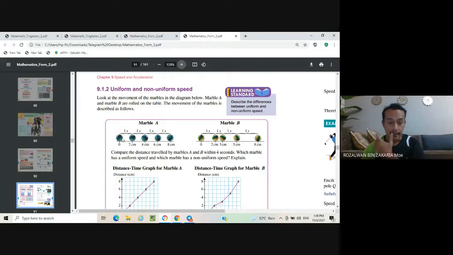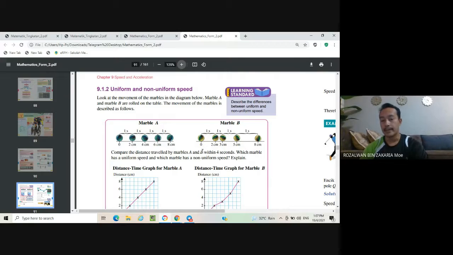But as you can see there, the movement for each second is a uniform distance, because it starts at 0, then 2, then 4. That means the distance moved uniformly adds by 2 cm after each second. Now look at the marble B movement.